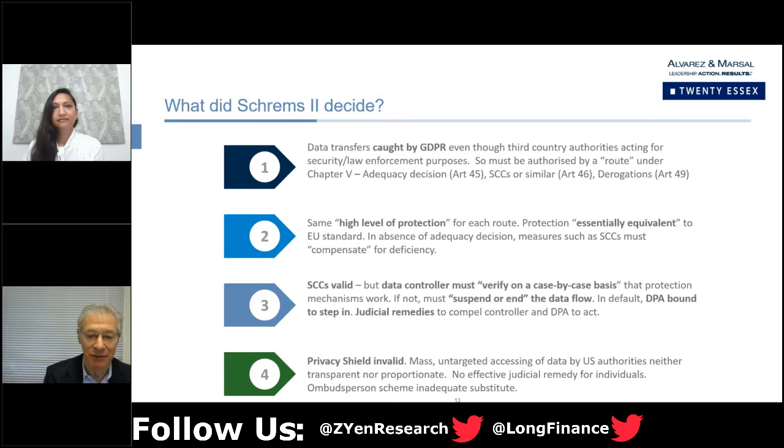However, the Privacy Shield decision, which actually wasn't what was fundamentally under attack in this case, was ruled invalid. So the same problems which the court identified in Schrems 1 hadn't been rectified. So on to the next slide, please.